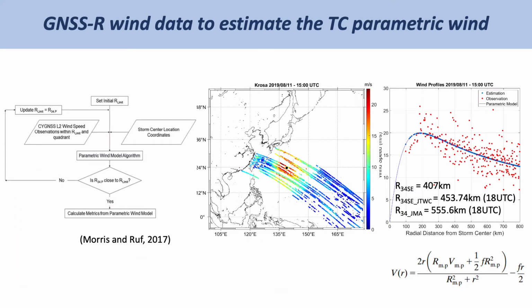Following the work by Morris and Ruf, we can use the R-wind data to estimate the TC size, which is defined with the radius of 34 knots. Here is an example of Typhoon Kurosa 2019. You can see that at this time, Cygnus actually has a very good coverage of this typhoon, and the size is well estimated by the Cygnus data. Compared to JTWC and JMA, the estimation is reasonable. We can also use this to construct the TC parametric wind.